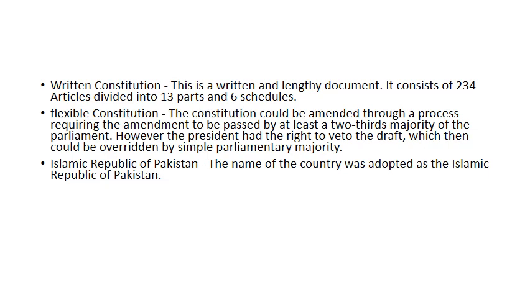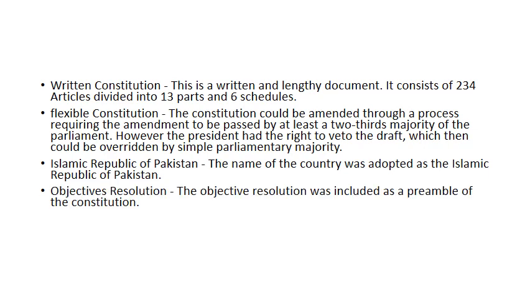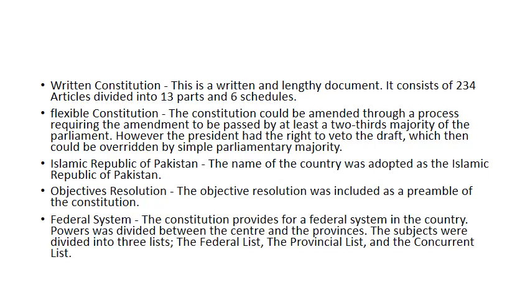According to the Constitution of 1956, the name of the country was adopted as the Islamic Republic of Pakistan, and the objective resolution was included as the preamble of the Constitution. We have already discussed the objective resolution in a previous lecture. And according to the 1956 Constitution, a federal system was introduced. The Constitution provides for a federal system in the country. Powers were divided between the center and the provinces.